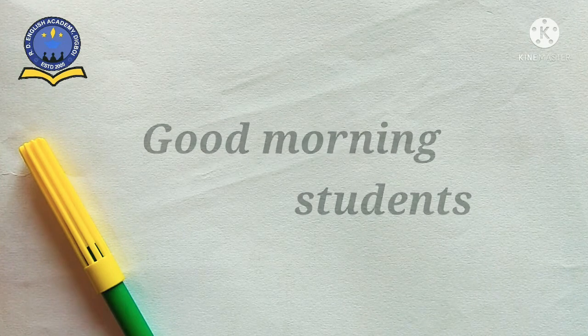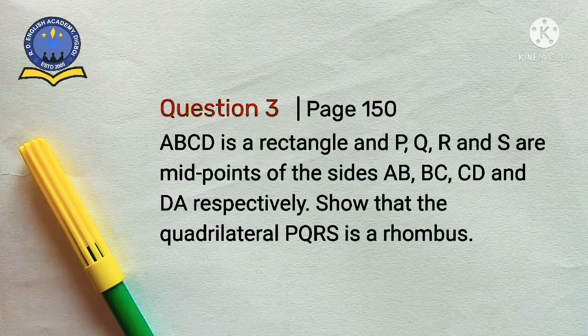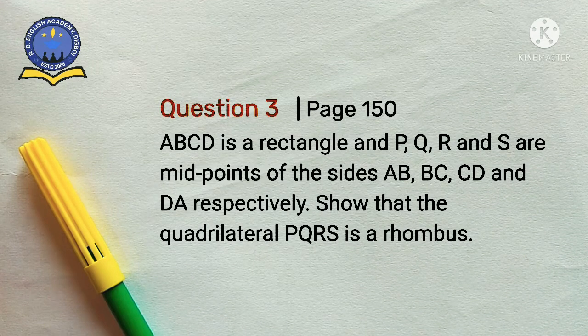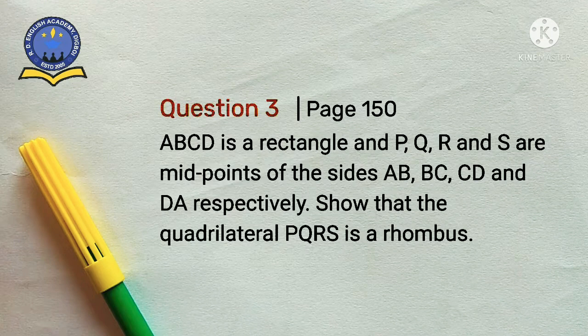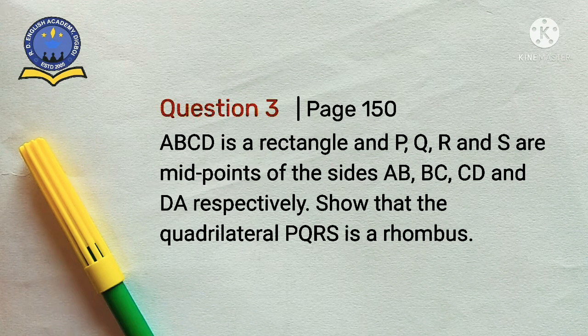As you see, the question is given here. ABCD is a rectangle and P, Q, R, S are the midpoints of the sides AB, BC, CD and DA respectively. Now here we need to prove that the quadrilateral PQRS is what? A rhombus.